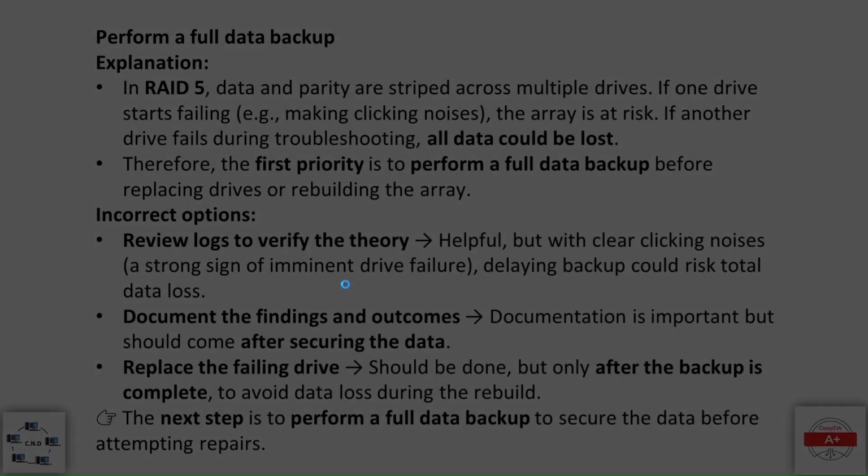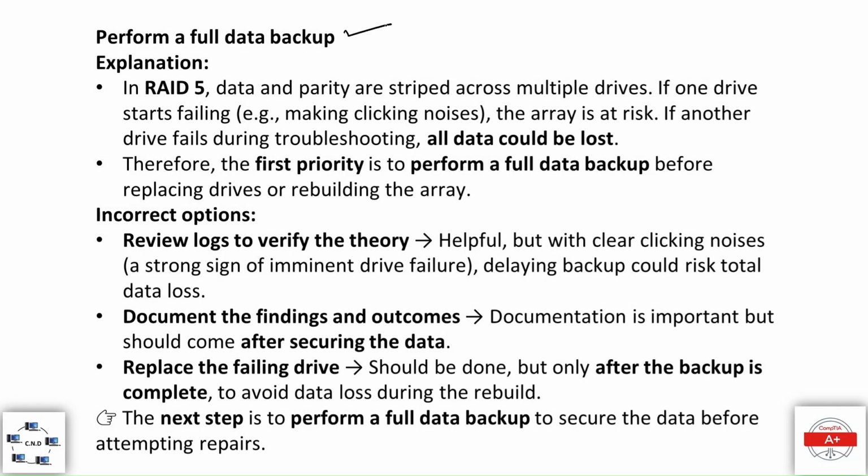And the explanation is, in RAID 5, data and parity are striped across multiple drives. If one drive starts failing, for example, making clicking noises, the array is at risk. If another drive fails during troubleshooting, all data could be lost. Therefore, the first priority is to perform a full data backup before replacing drives or rebuilding the array.